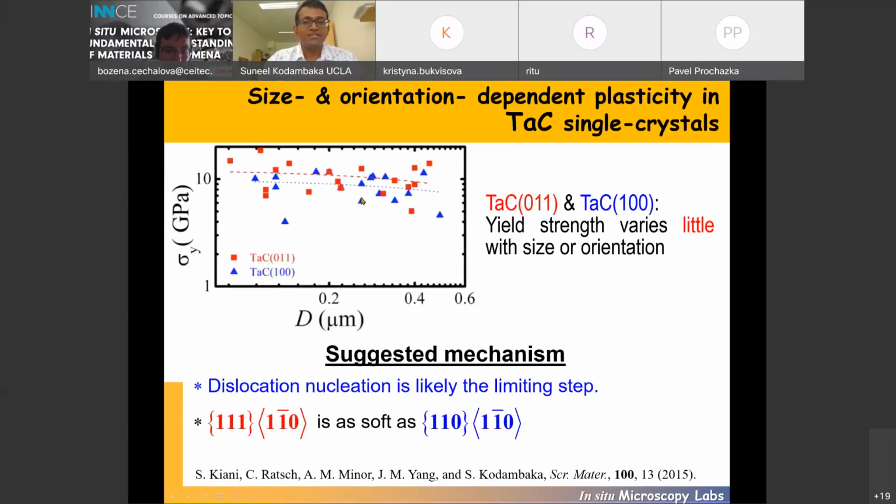And what you see, although there is a large amount of scatter in the data, they basically appear to have the same trend and about the same yield stresses, indicating that 011 oriented crystals and 100 oriented crystals behave mechanically similar irrespective of the size. And we attribute this to the operation of the 111 slip system to be on par with 110 slip system.